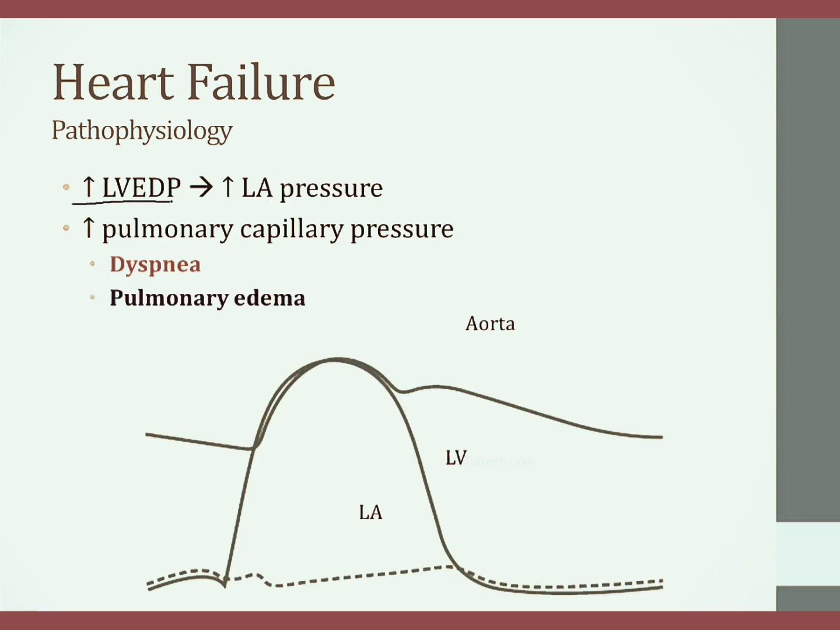And when the left ventricular end diastolic pressure rises, that will close the mitral valve at an earlier point in time, before the left atrium has emptied. That will lead to a rise in the left atrial pressure.